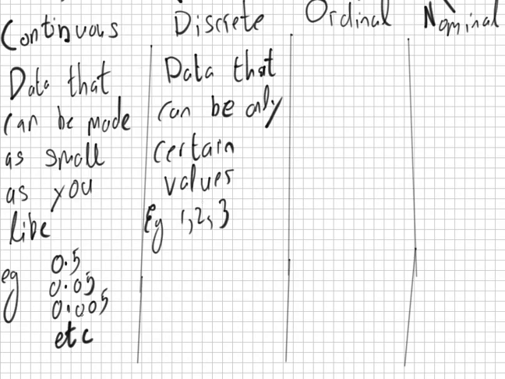However, if I said something like your shoe size could be 4, 4.5, 5, 5.5 as well. So it doesn't have to be whole numbers, it just has to be multiples. It can only be certain values. In other words, it's almost like the opposite of continuous, that you cannot make it as small as you like, that there's some limit.